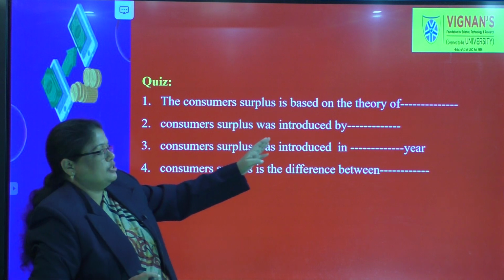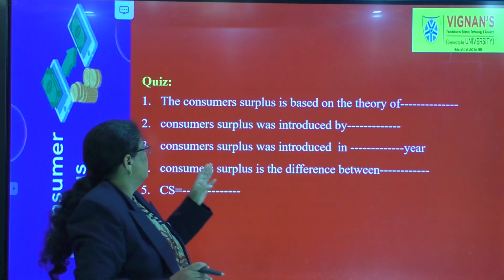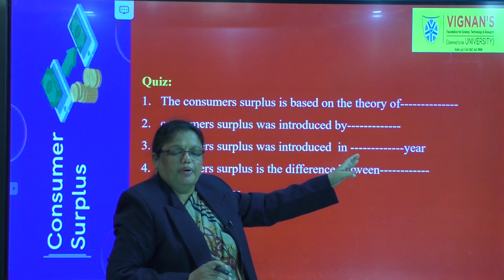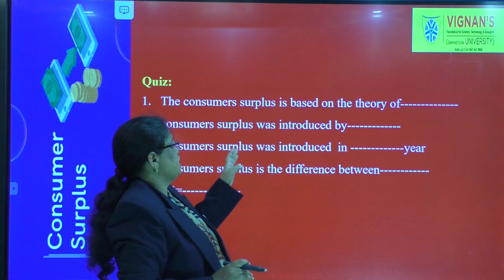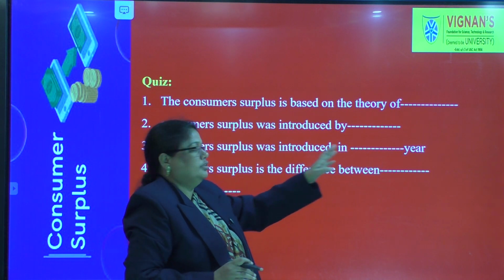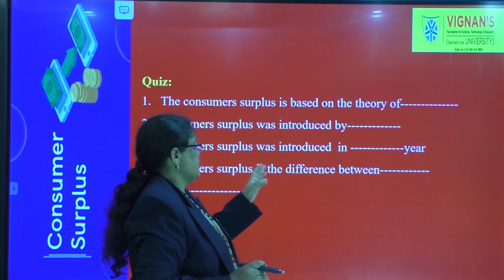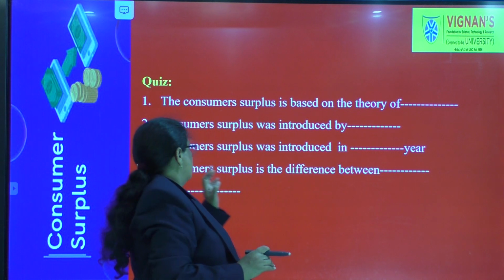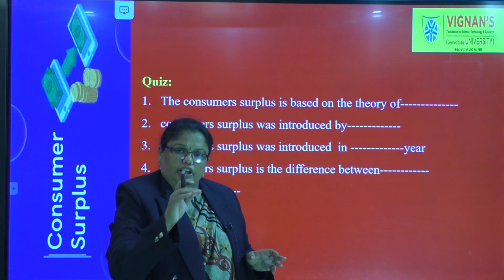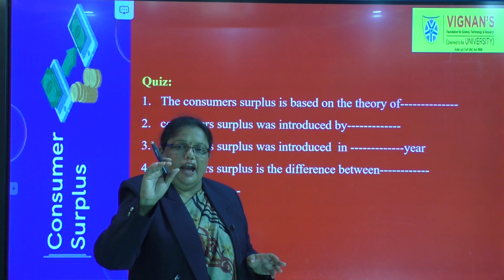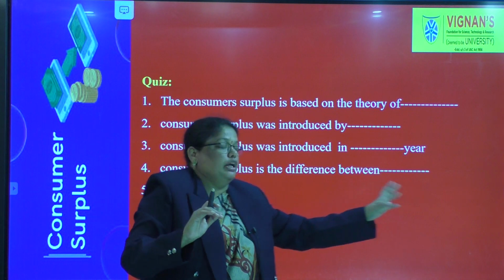The consumer surplus is based on the theory of what? Consumer surplus was introduced by Alfred Marshall. Consumer surplus was introduced in which year? Consumer surplus is the difference between dash. It is what the consumer is willing to pay minus what he actually pays.